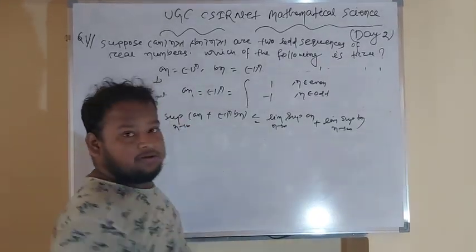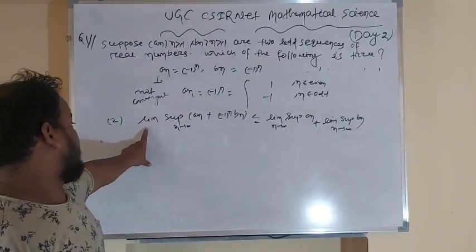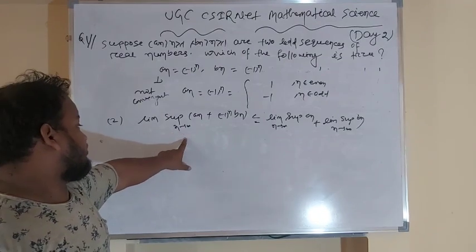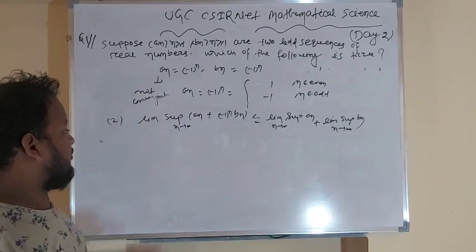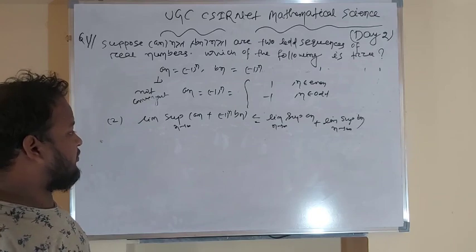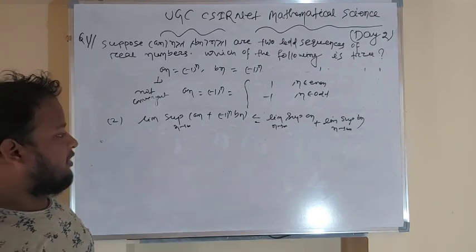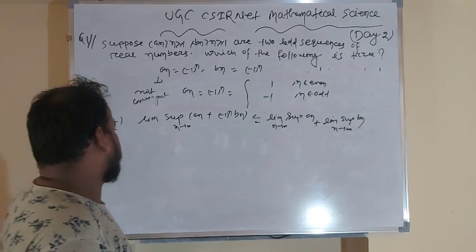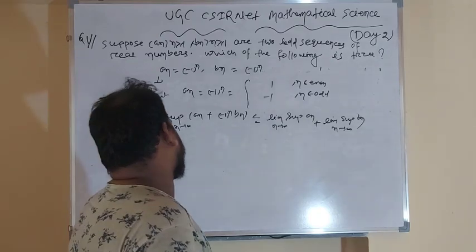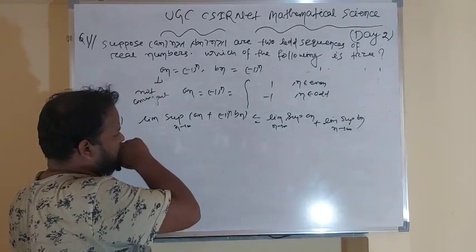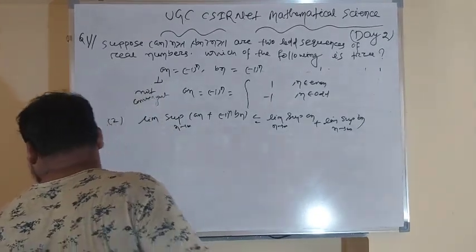Let us assume option 2. The limit supremum as n tends to infinity of a_n plus minus 1 to the n times b_n is less than or equal to the limit supremum of a_n plus the limit supremum of b_n as n tends to infinity. This is also how to solve. Does this also satisfy or not satisfy?